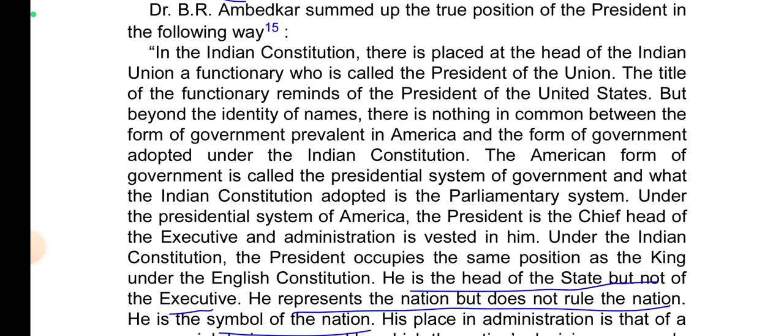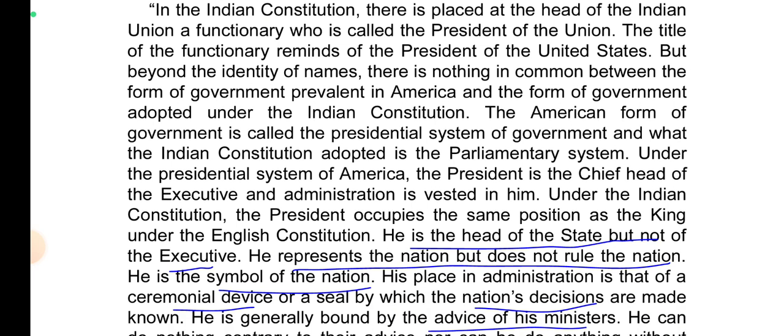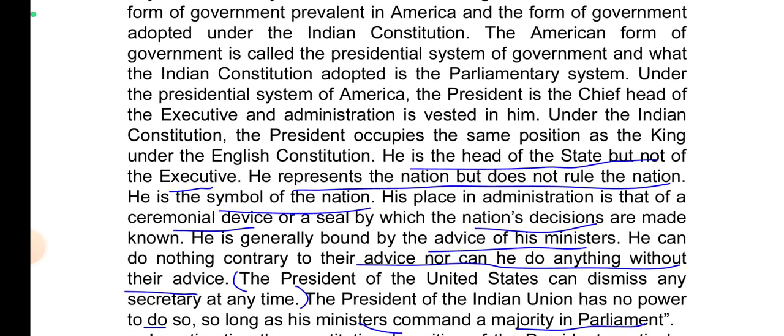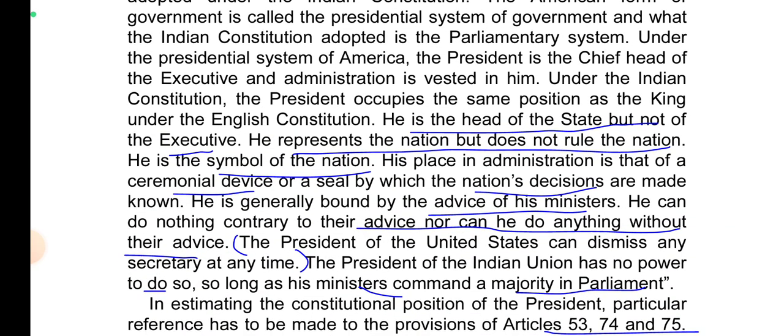Dr. B.R. Ambedkar summed up the true position of the President in the following way. In the Indian Constitution, there is placed at the head of the Indian Union a functionary who is called the President of the Union. The title of the functionary reminds of the President of the United States, but beyond the identity of names, there is nothing in common between the form of government prevalent in America and the form of government adopted under the Indian Constitution. The American form of government is called the presidential system of government, and what the Indian Constitution adopted is the parliamentary system.